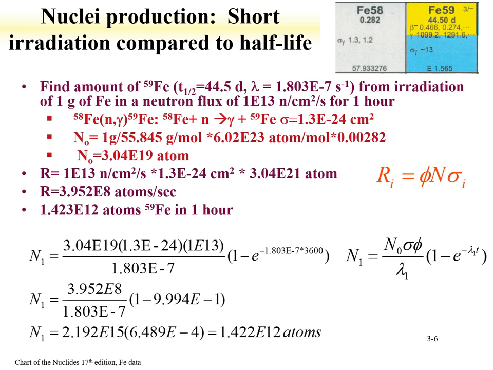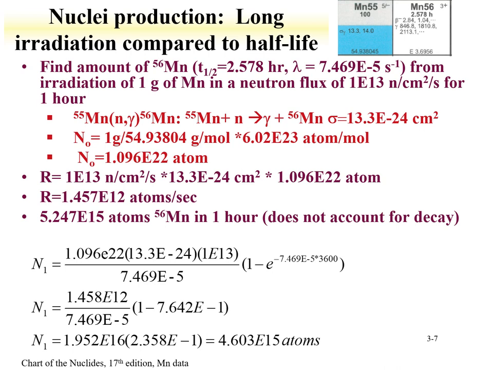All right, let's consider a condition where the irradiation is relatively long compared to the half-life. So let's take the formation of manganese-56 from manganese-55, again a neutron capture reaction. Manganese-55 captures a neutron, gives off a gamma, and makes manganese-56. The half-life of manganese-56 is 2.6 hours. We'll do an hour of irradiation.